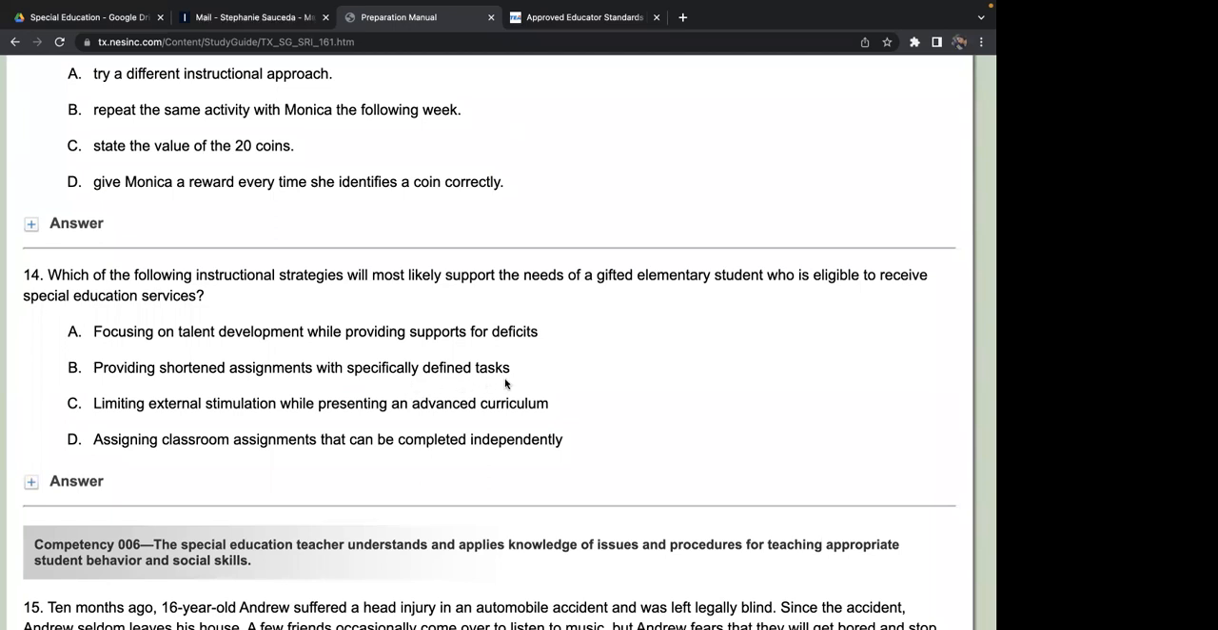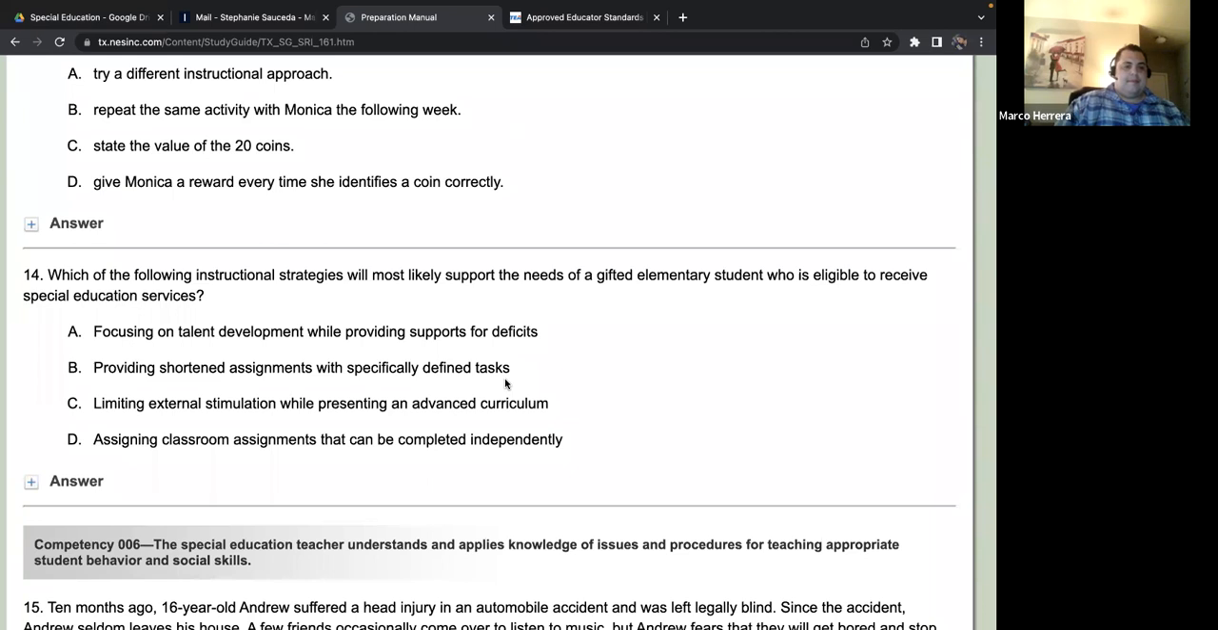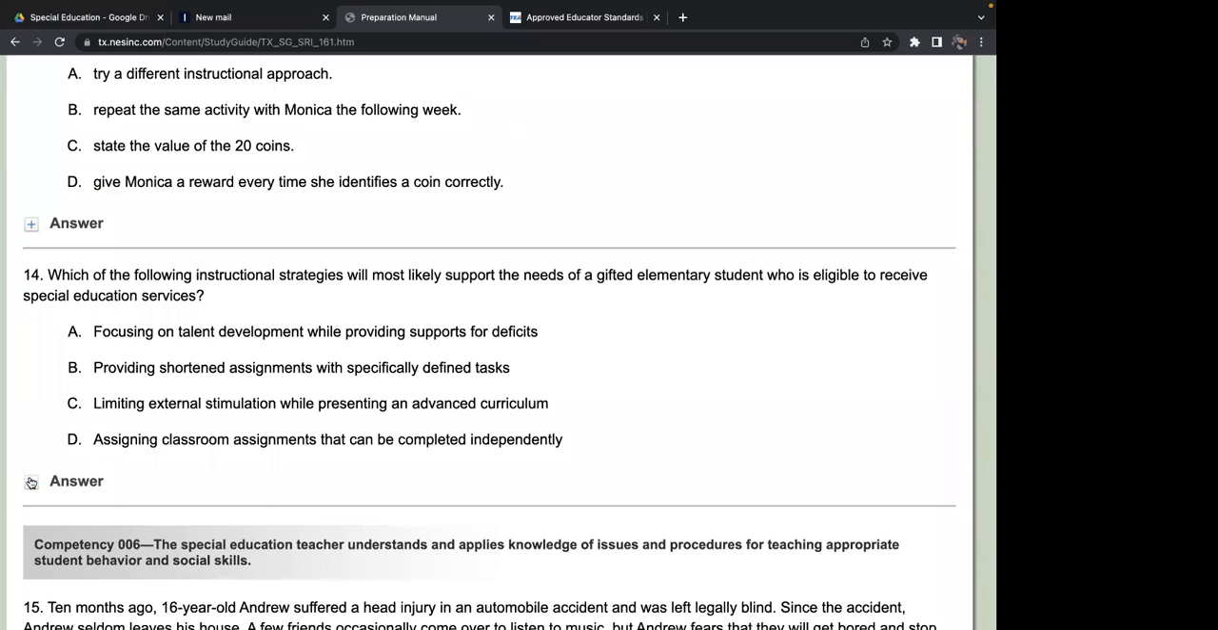That's actually an instructional strategy of someone who has a learning disability. You would give them shortened assignments and give them very specified, defined tasks, so that they don't get confused. So B is an instructional strategy, but not for a gifted student. It's actually for someone with a disability where you shorten the assignments. Right. Yeah, A is the correct answer.